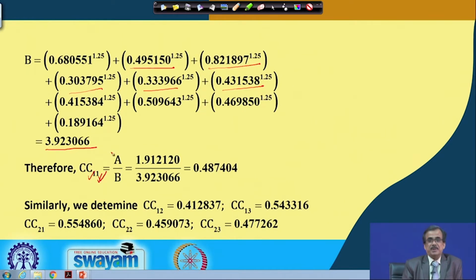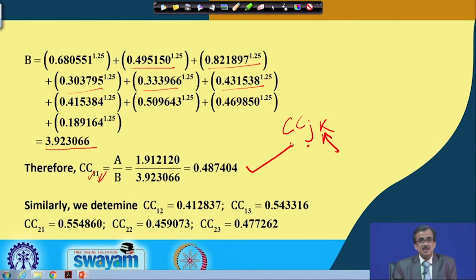the first dimension of the first cluster center. Let me once again write: CCJK is the kth dimension of the jth cluster center, and CC11 is the first dimension of the first cluster center, and I will be getting 0.487404. And by following the same procedure, I can find out CC12, that is the second dimension of the first cluster center.